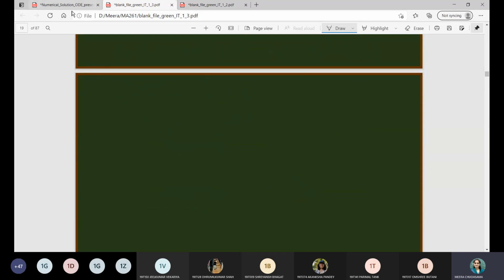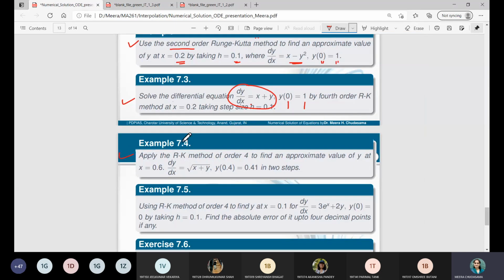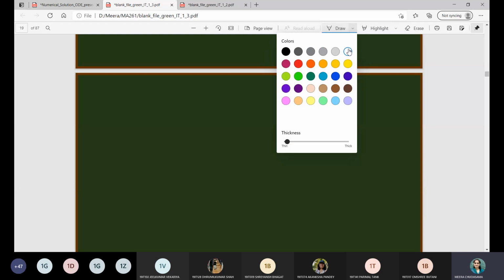Let me consider one more example, this one. Apply the RK method of fourth order to find an approximate value of y at x is equal to 0.6, where dy by dx is equal to the square root of x plus y. The initial condition we are given is y at 0.4 is equal to 0.41. Means the initial point is 0.4, and we want to reach the point 0.6 in 2 steps. So what should we consider as h? 0.1. Yes, let us solve this one first.